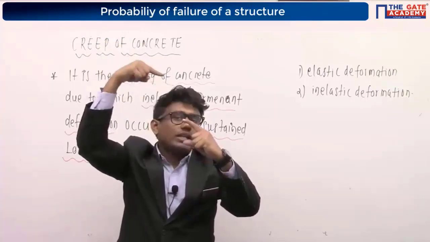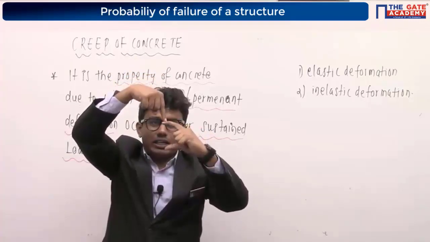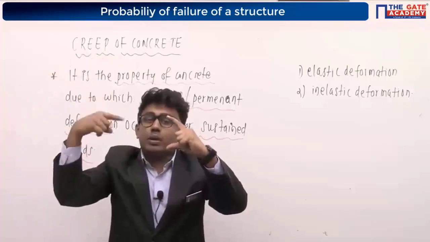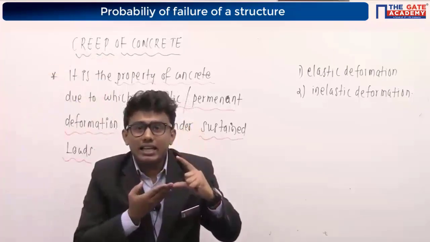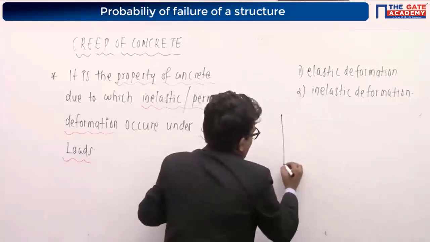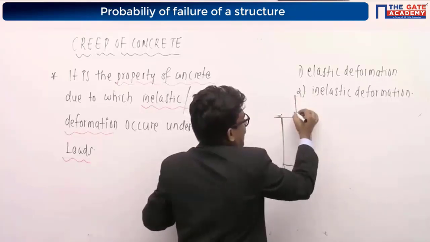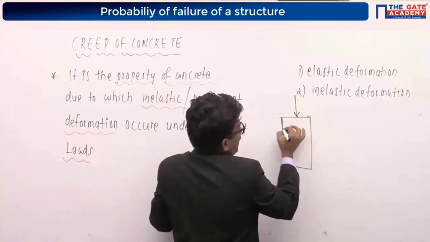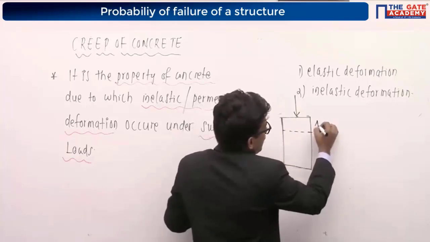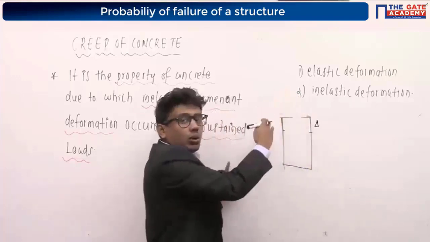load, if the deformation vanishes, I can call it elastic deformation. When I applied the load, it deformed like this. Otherwise, if I draw the figure, you can understand. Suppose I have a member like this. Due to the application of the load, this portion came here; I will call it delta. On the removal of the load, it will come back to the original state.